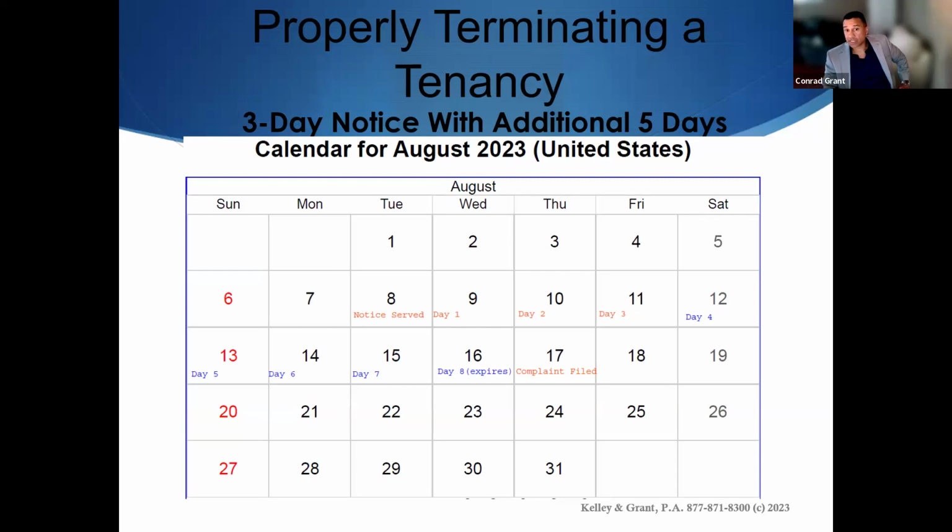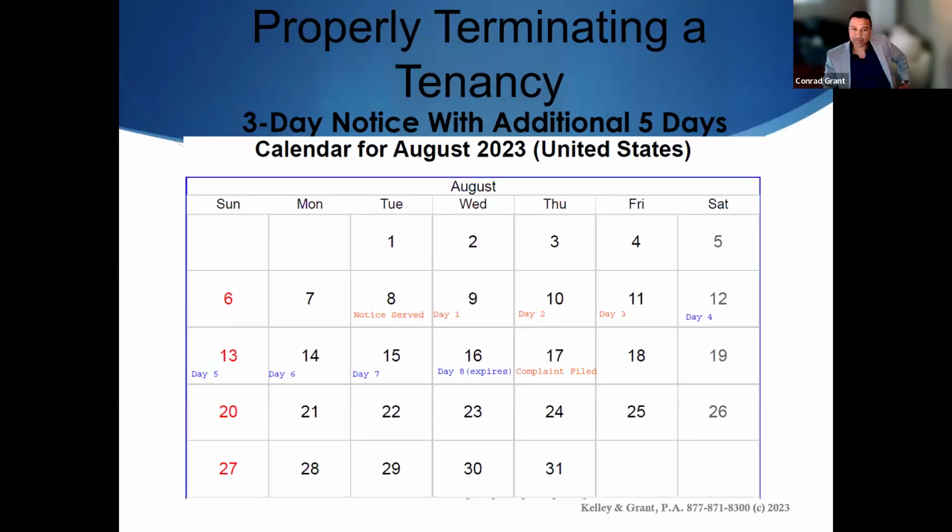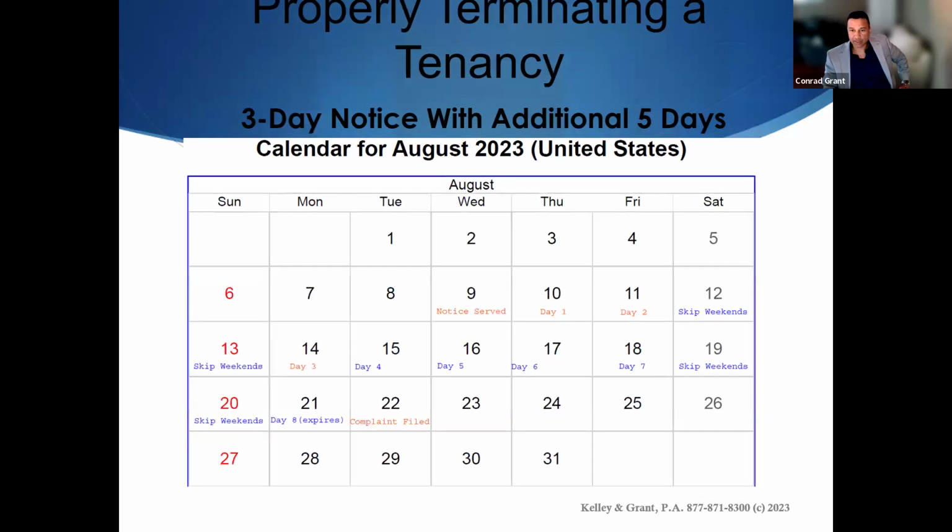So the landlord is losing a lot of time. And here's how it could get worse. What if instead of the 8th, we serve this notice on the 9th? Now look what happens. Your day 3 previously was on Friday. Now your day 3 is on Monday. We're going to add the 5 consecutive days, day 4, 5, 6, 7, skip weekends because it cannot end on a weekend. And then the notice is going to expire on the 21st.